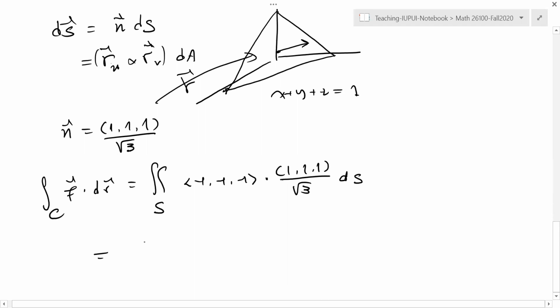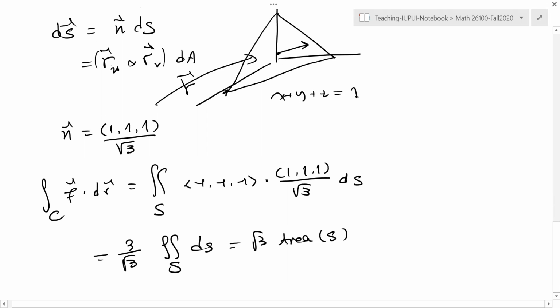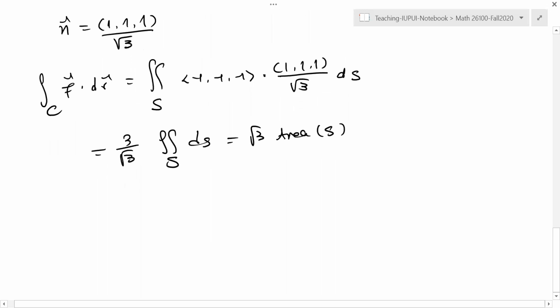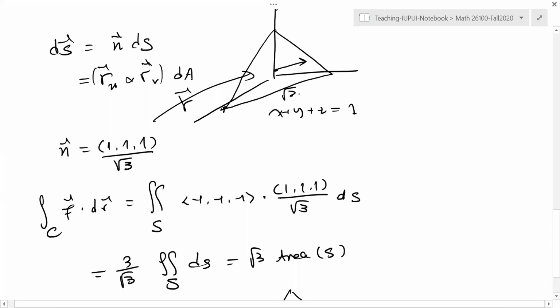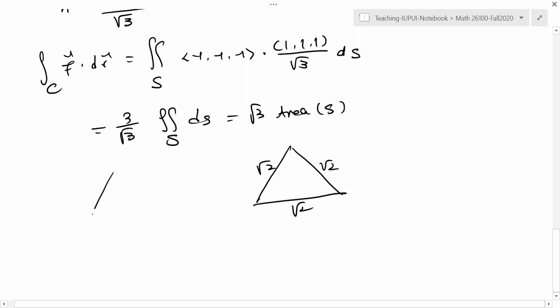So you will get 1 plus 1 plus 1, which is 3 over square root of 3. So that will be square root of 3 times the area of the triangle. Now, how do you find the area of the triangle? It's an equilateral triangle, and we discussed a similar problem before. The edge length of the equilateral triangle is square root of 2. We do have a formula: if this side is a, the area is square root of 3 over 4 times a squared.